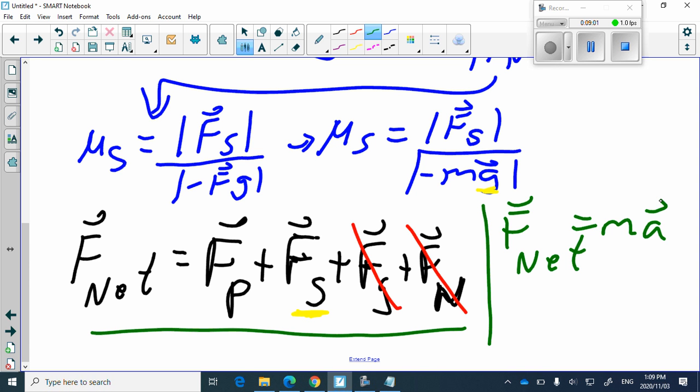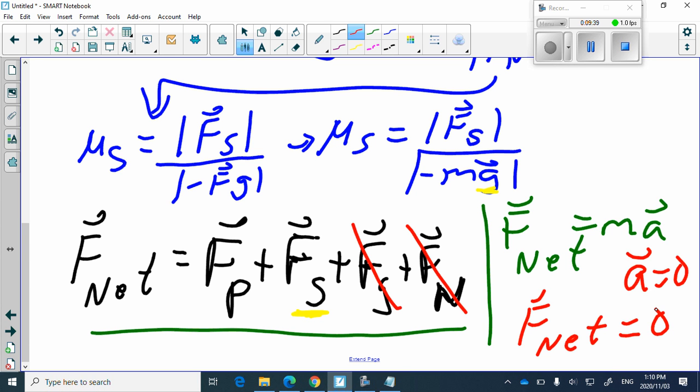Do we know the acceleration of this object? We do. Anyone in this class know what the acceleration of this object is? Is the object moving? Amy, it's zero. The acceleration is zero. It's not moving. Which means then F net is zero. If the acceleration is zero, then net force is zero.